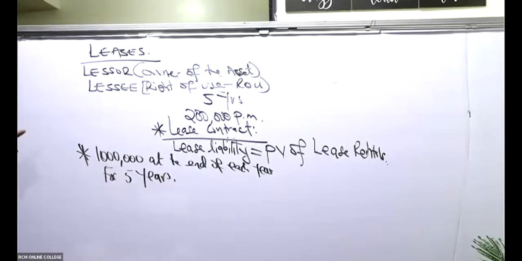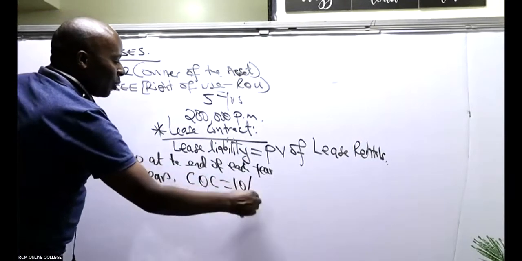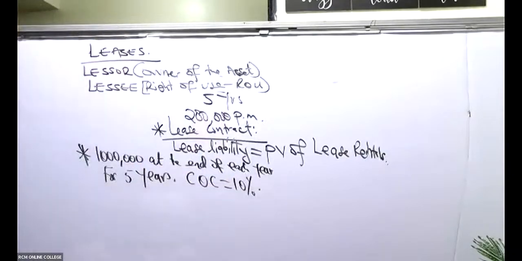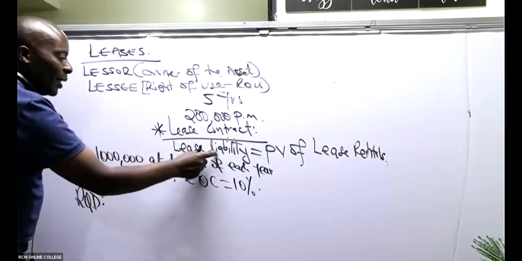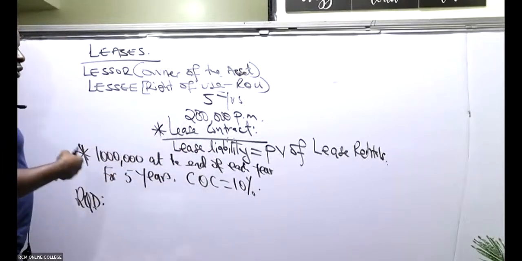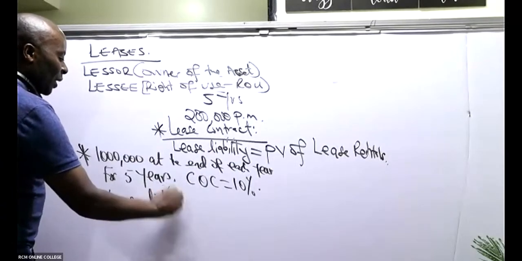So in this case, the lease rental is 1 million shillings every year, at the end of each year, for 5 years. And then they have given us the COC, the cost of capital, at 10%. Now, ladies and gentlemen, we are required to do something very simple. We are required first of all to know the amount of lease liability we owe. So how do we get the lease liability?